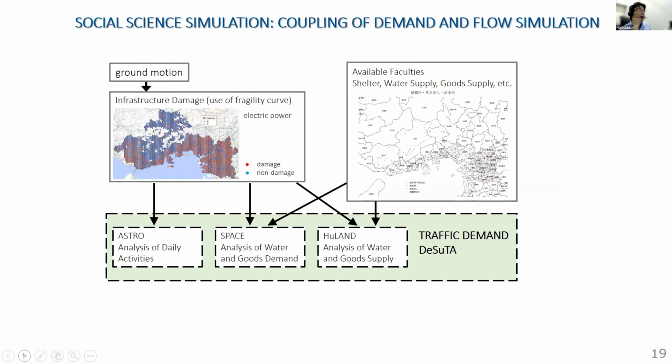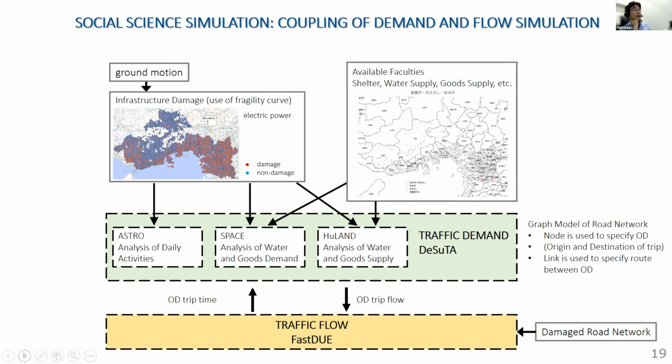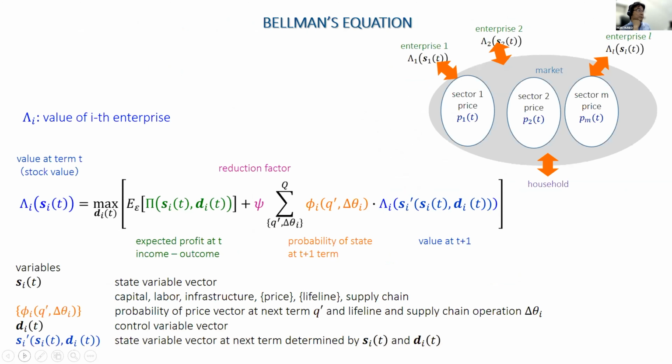This is a coupling of demand and flow simulation. So it's sort of the flow of these simulations. Okay, so the final one is the Bellman equation. I believe that this is very new to most of the participants. This is a standard formulation of economic simulations. And we have to solve this bit difficult set of equations using supercomputers. So next, please.